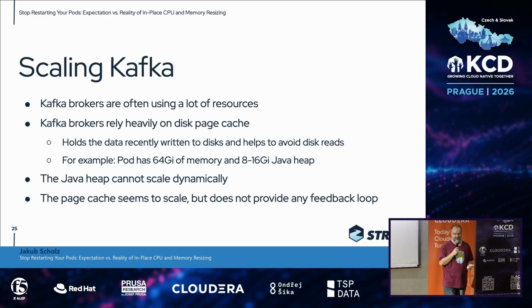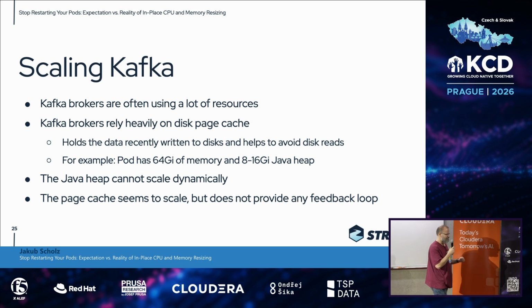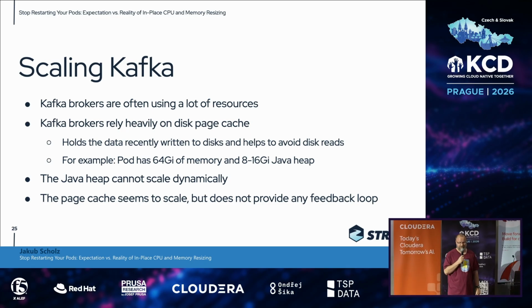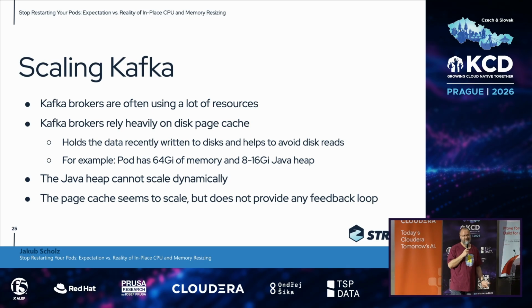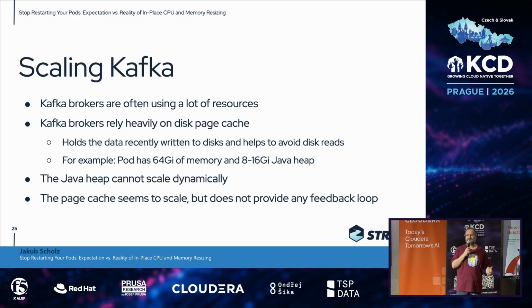And the good news is that the disk page cache doesn't seem to have a problem when you dynamically change the memory. So if I reserve more memory by increasing the request, the page cache will start using that memory. If I decrease it, then the memory will be gone, but the page cache can handle it. The bad thing is that the page cache in general uses any available memory, so it doesn't give you any kind of feedback loop. You don't know whether the memory is really the bottleneck. You don't know whether increasing the memory helps or whether decreasing the memory actually causes some performance issues.